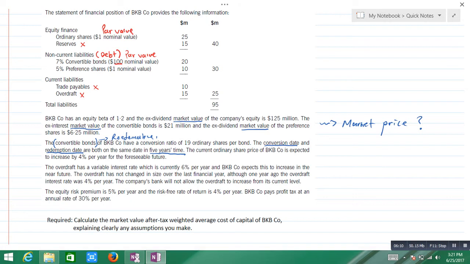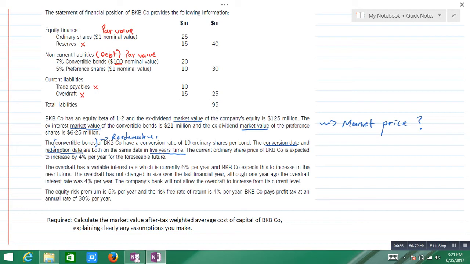And then the current ordinary share price of BKB Co is expected to increase by 4% per year for the foreseeable future. The overdraft has a variable interest rate which is currently 6% per year, and BKB Co expects this to increase in the near future. The overdraft has not changed in size over the last financial year, although 1 year ago the overdraft interest rate was 4% per year. The company bank will not allow the overdraft to increase from its current level.